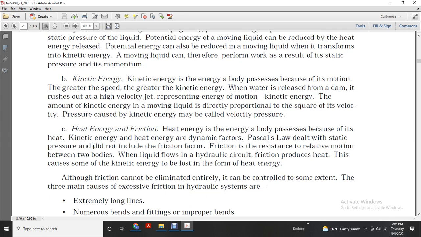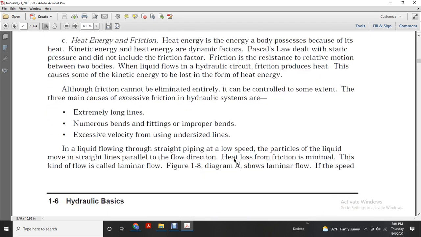Heat energy and friction. Heat energy is the energy a body possesses because of the heat with a kinetic and dynamic factor. Pascal's laws deal with static pressure and do not include the friction factor. Friction is resistance to the relative motion between the pipes and the liquid that flows through the hydraulic circuit. Friction produces heat. This causes some of the kinetic energy to be lost in the form of heat energy.